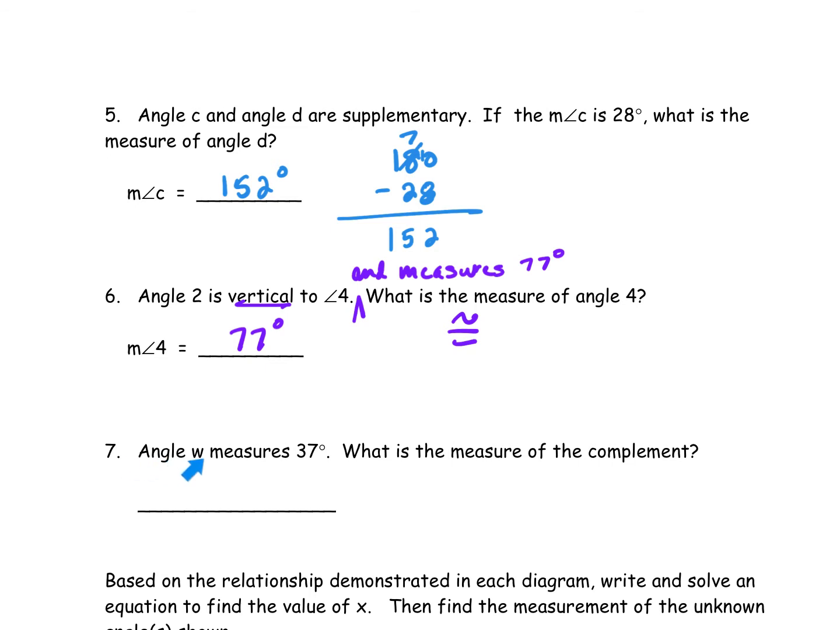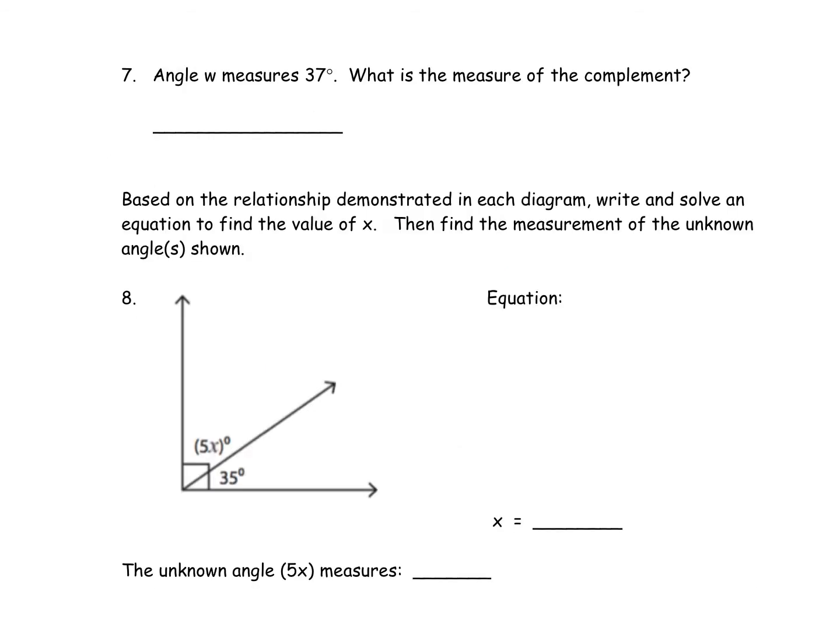Number 7, angle W measures 37 degrees. What's the measure of its complement? When they ask what's the measure of its complement, that means that these two angles are complementary, two angles that equal 90 degrees. So we have to take 90 degrees minus 37. Again, we want to borrow, and so we have 53 degrees. We can always check by adding those together, making sure they add up to 90 degrees.